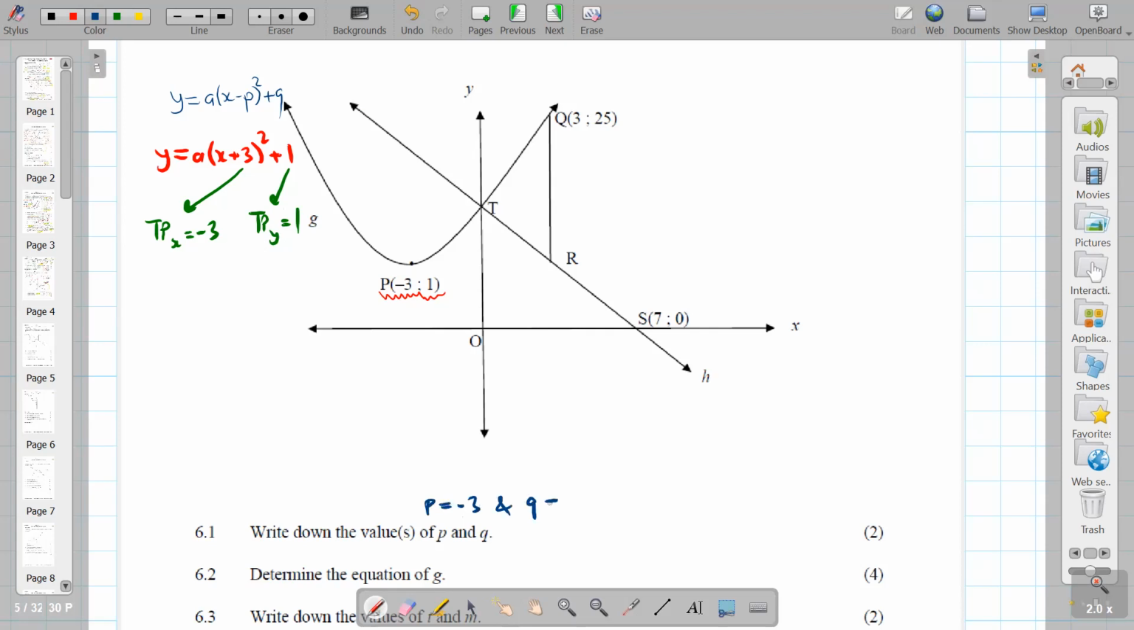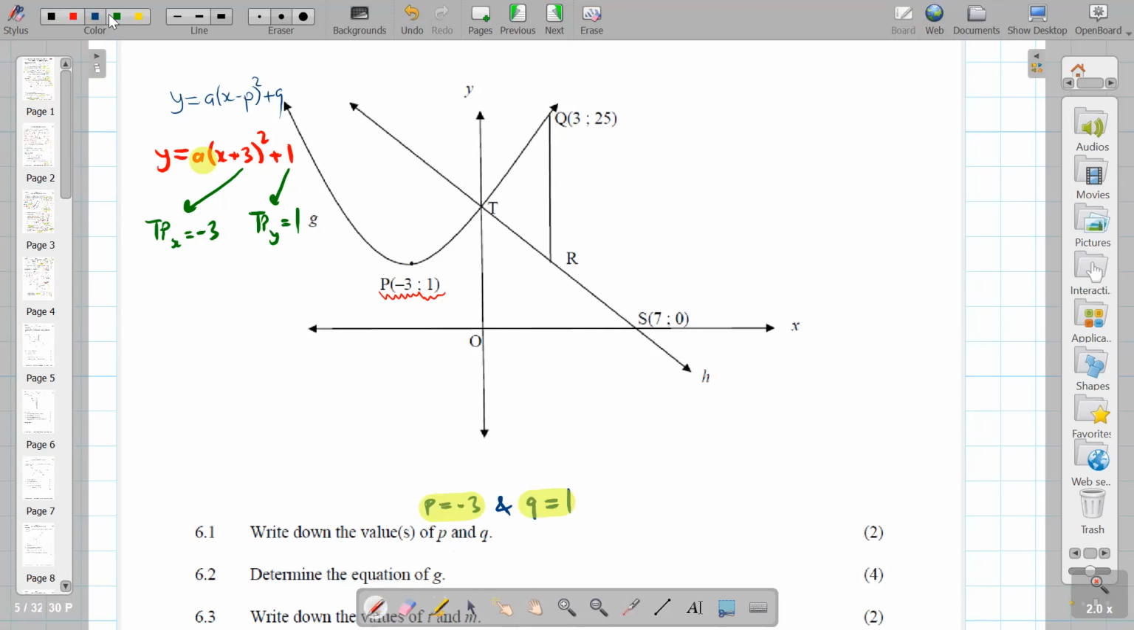And Q value is 1, just 1. See, that may be a small problem with writing P. You can say 3 or -3, just be careful. And then equation of G. So you see, to find A is missing. We need a point on the graph. So the point is Q.